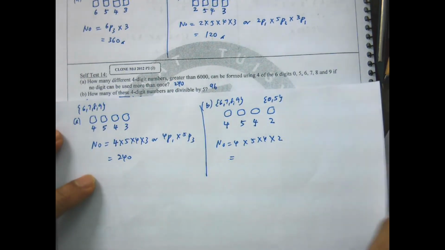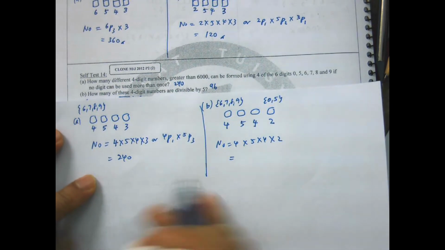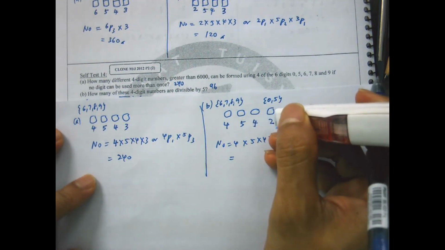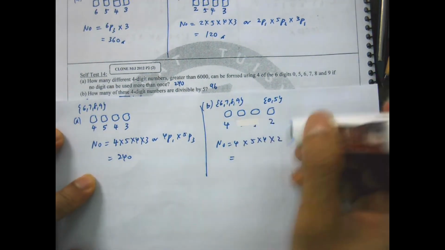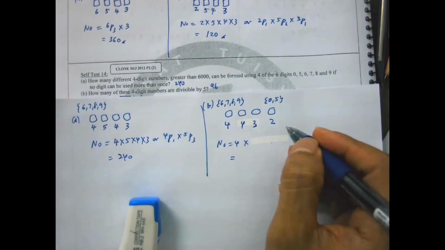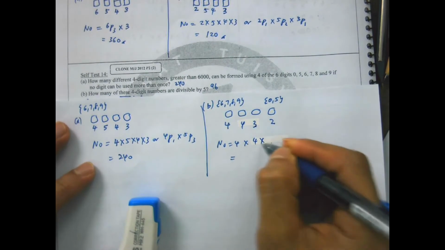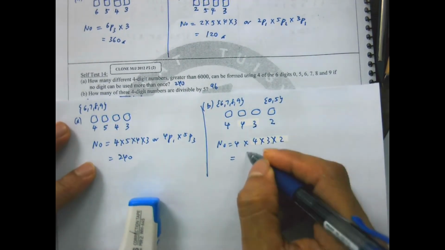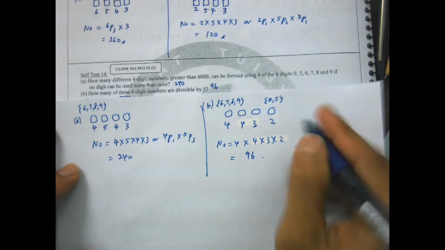Oh, sorry, it's not 5 times 4. It's 4 and 3. Yeah, sorry, man, I made a mistake. It's 4 and 3, yeah? Because I have 6 digits, I've taken 2 out. 4, 3, 2. So yes, it's 96. Yeah? Okay.